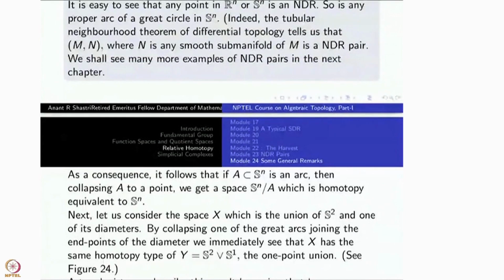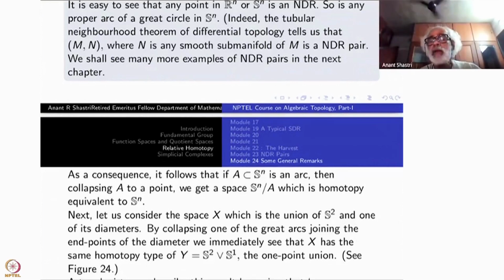If A contained in Sn is an arc, it is contractible, so I can use the theorem that the arc which is contractible can be collapsed to a single point to get a space, namely Sn by A, homotopy equivalent to Sn. You take any closed convex subset of Sn, you collapse it to a single point. Again, what you get is Sn.